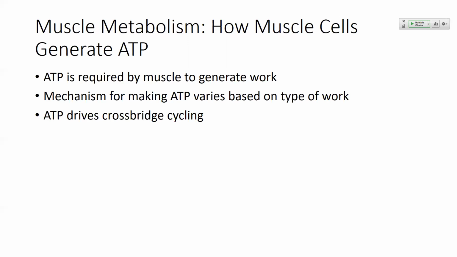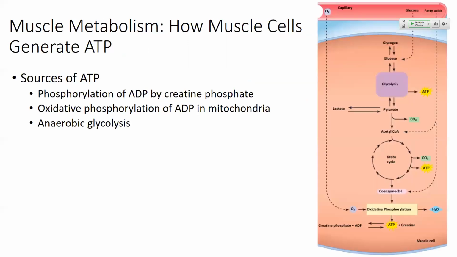Okay, that's going to bring the shortening of the sarcomere, bring the shortening of the entire muscle belly, and bring about muscle contraction. So now we know that ATP is required, and we reminded ourselves exactly what it's doing in muscle, right, to drive that process. Let's look at the sources of ATP. Where do we get that ATP from?